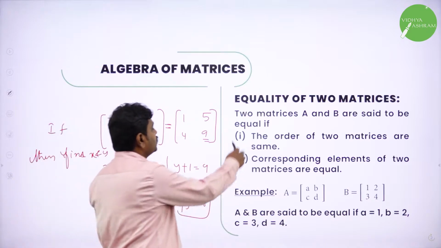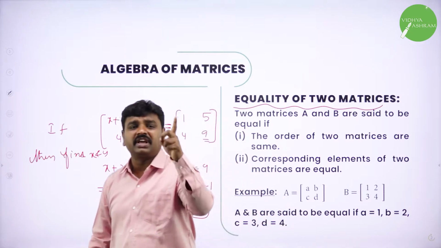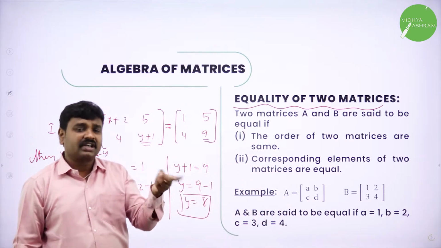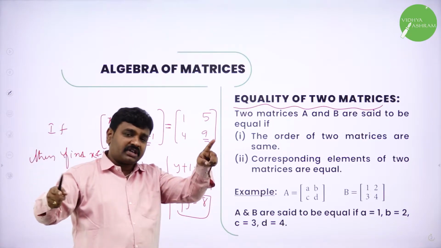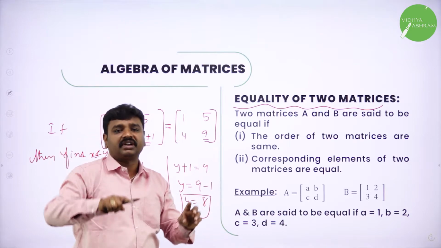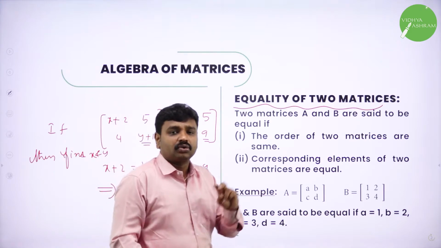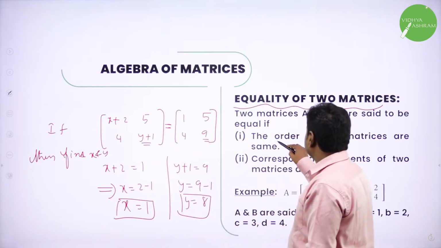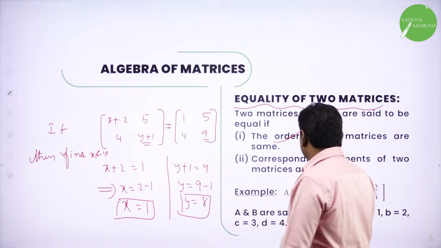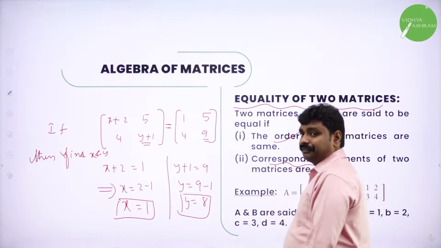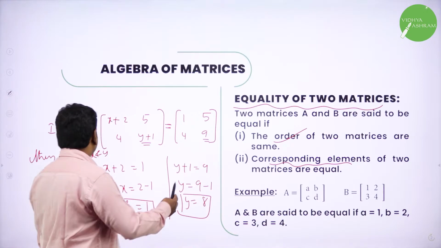So, first you should know what is equality of matrices. Two matrices are said to be equal if they have same order and corresponding elements are same. Means first row first element should be equal to first row first element of second matrix. First matrix should be equal to first row second element of second matrix. Or simply speaking, corresponding elements of two matrices should be same. Two matrices are said to be equal if they have same order, and we can say they are equal if the corresponding elements are equal. So, this is all about equality of two matrices.